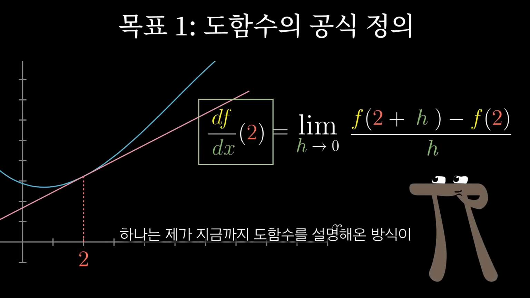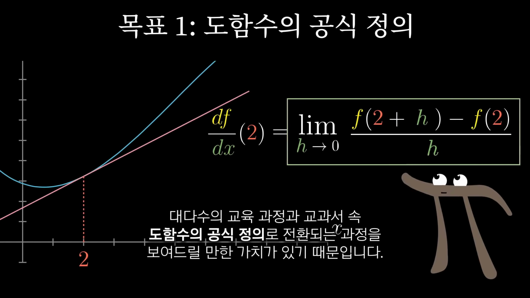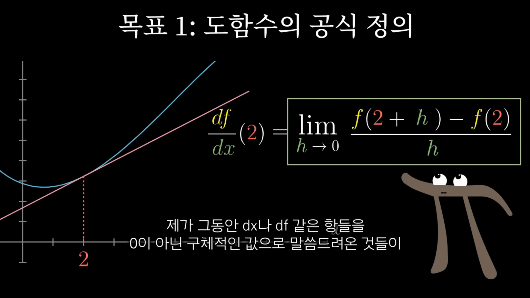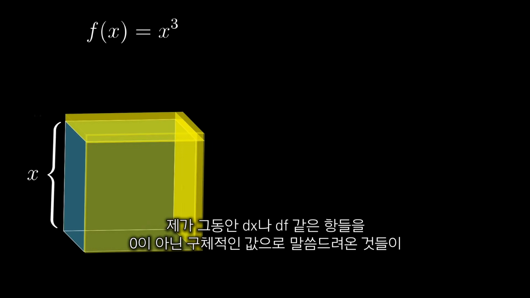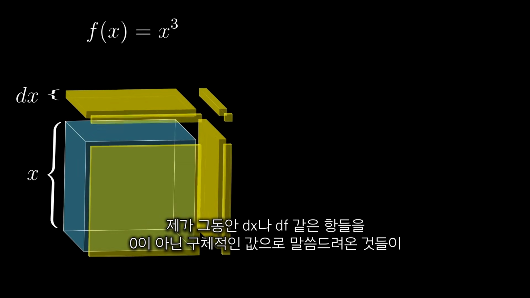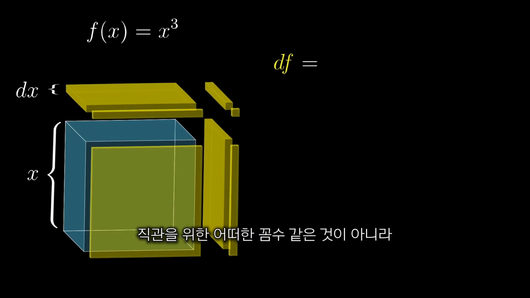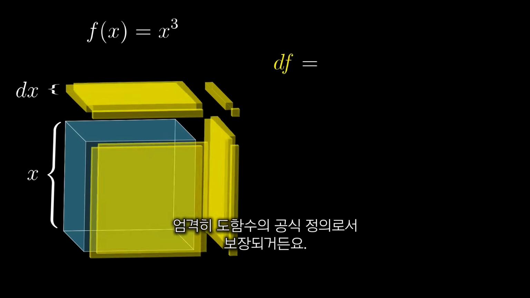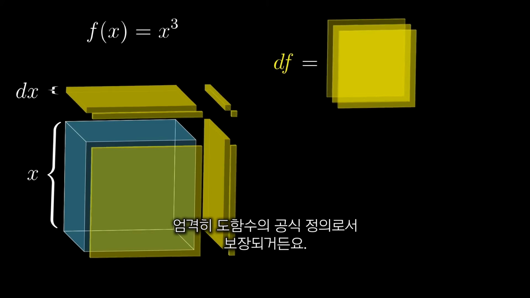For one thing, it's worth showing how the way that I've been describing derivatives so far lines up with the formal definition of a derivative as it's typically presented in most courses and textbooks. I want to give you a little confidence that thinking in terms of dx and df as concrete, non-zero nudges is not just some trick for building intuition. It's actually backed up by the formal definition of a derivative in all of its rigor.